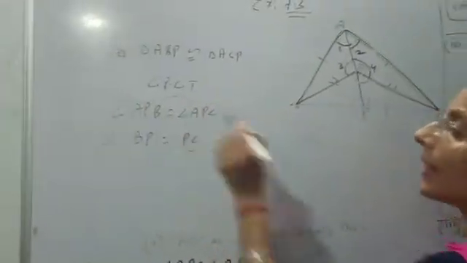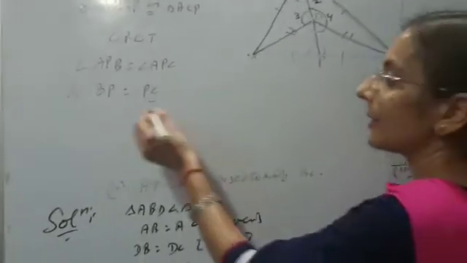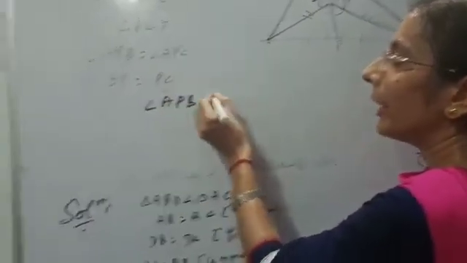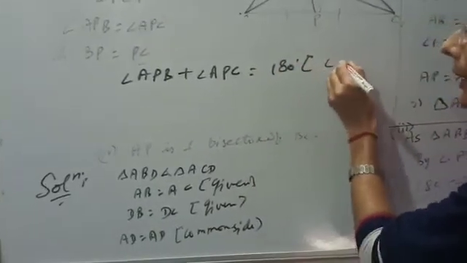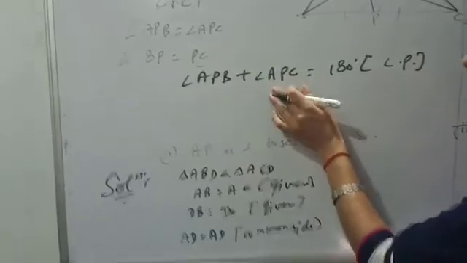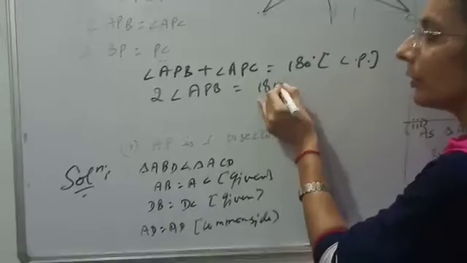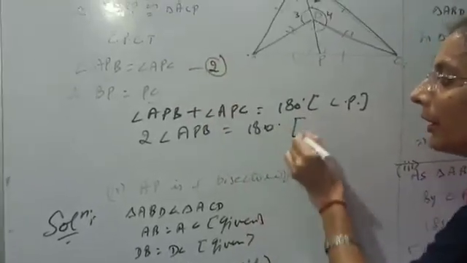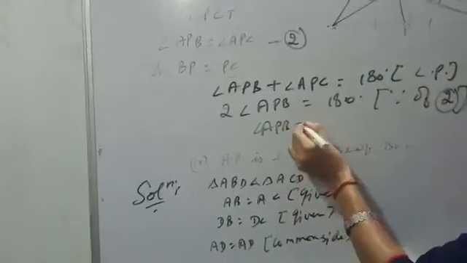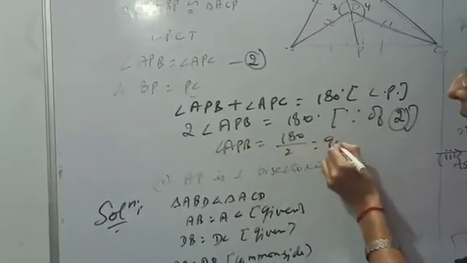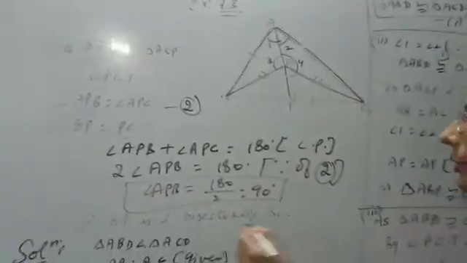Now we want to prove this is a 90-degree angle. How can we prove this as 90 degrees? Angle APB plus angle APC is equal to 180 degrees, as it is a linear pair, and both are equal. So we will write 2 times APB is equal to 180. So angle APB is equal to 180 upon 2, which is equal to 90 degrees. So we proved here the 90 degrees also. So the last part is also proved.